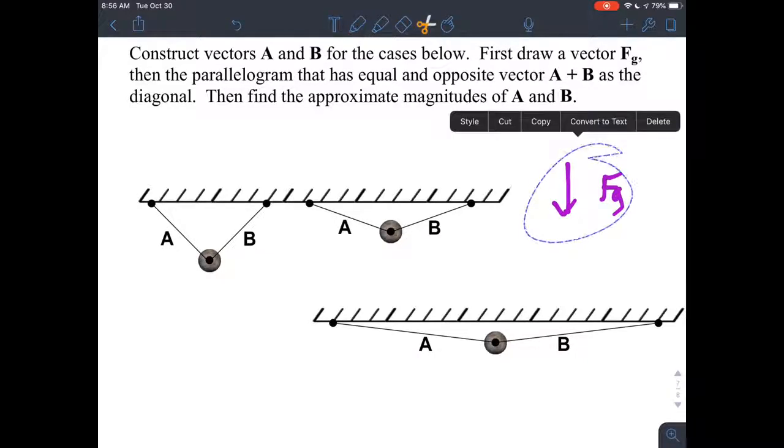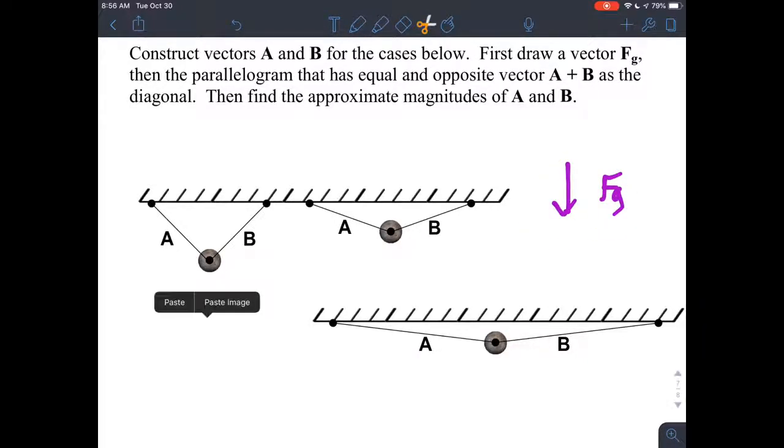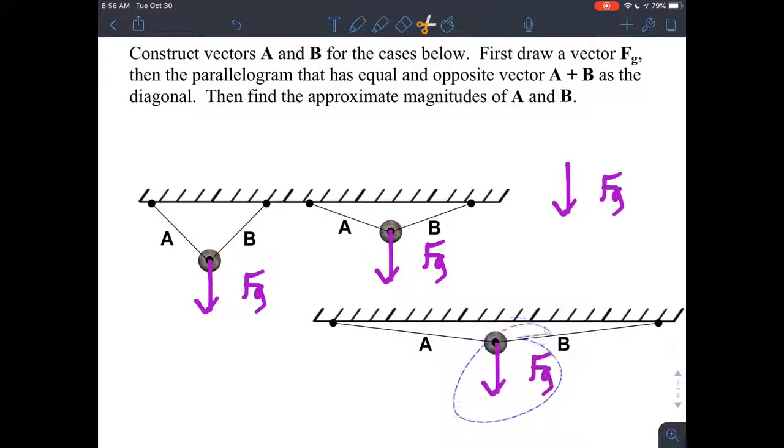So I'm just going to take my Fg here. I'm going to copy it, and use it here every single time for my rock. So I'm going to paste it in for all of these, something like that. There we go. Paste it in here for this one as well. Okay, now in each case here, the direction of A and B is indicated by the black lines, not the length.